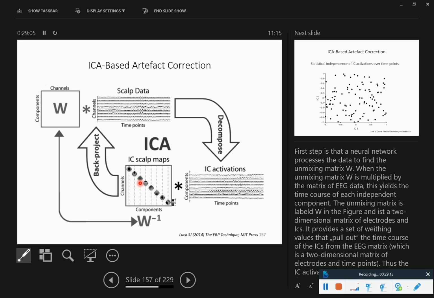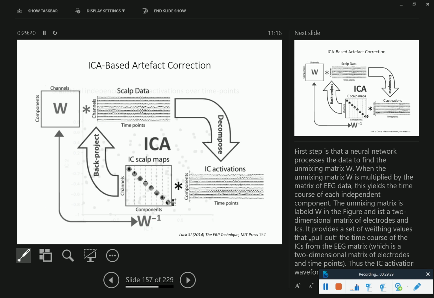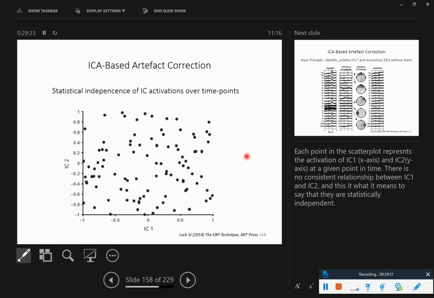Then you can, as I'll show you in a second, decide which one you want to keep, which one you want to take out. And then, just as we saw here, if you set the weight to 0, then a certain independent component does not contribute to your data anymore. So let me show you first this.